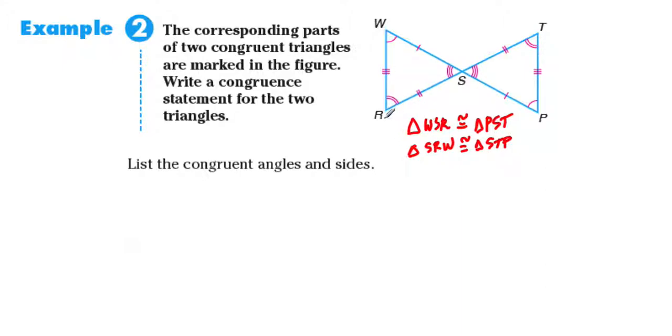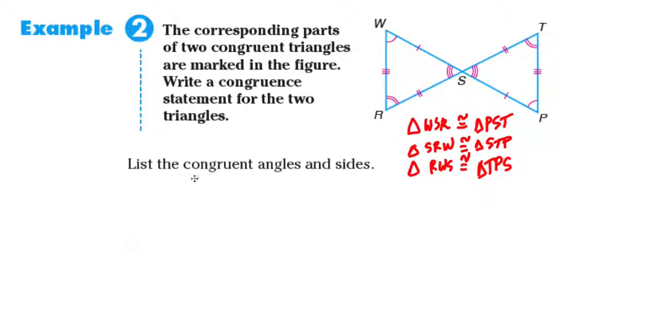Okay, another way of doing this is if I have triangle RWS is congruent to, since I started with R, I need to start with T, then I went from R to W, then that means I need to go from T to P and then to S. Triangle TPS. There are a few ways of doing this, okay?